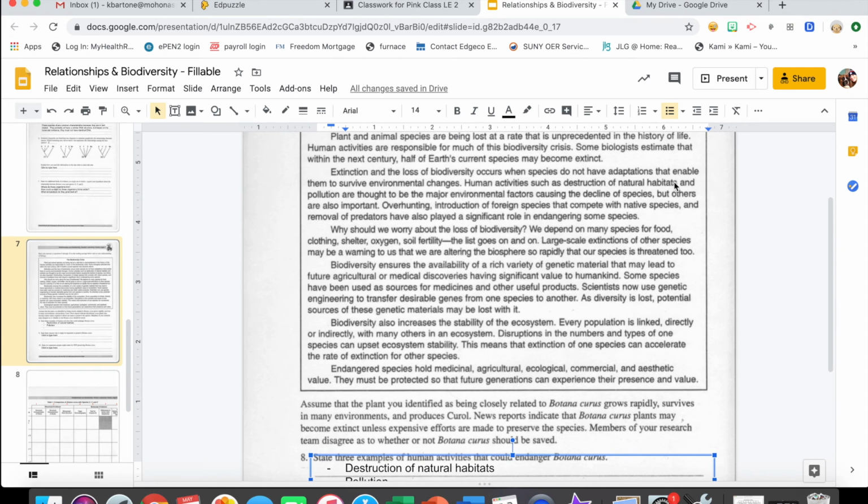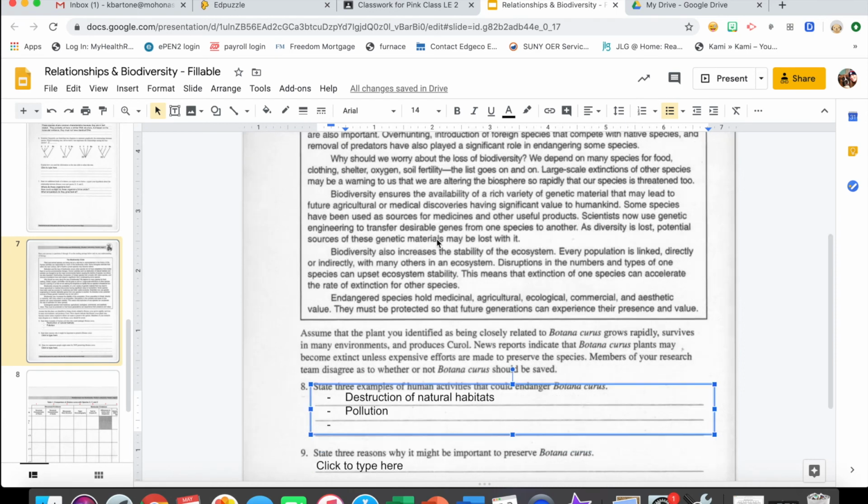Human activities such as destruction of natural habitats and pollution are thought to be major environmental factors causing the decline of species, but others are also important. Overhunting, introduction of foreign species that compete with native species, and removal of predators also have played a significant role in endangering some species. So we only need one more, so we'll say overhunting. Or in this case, because it's a plant, it might be considered overharvesting, because you don't really hunt plants, but you hunt animals and you harvest plants.